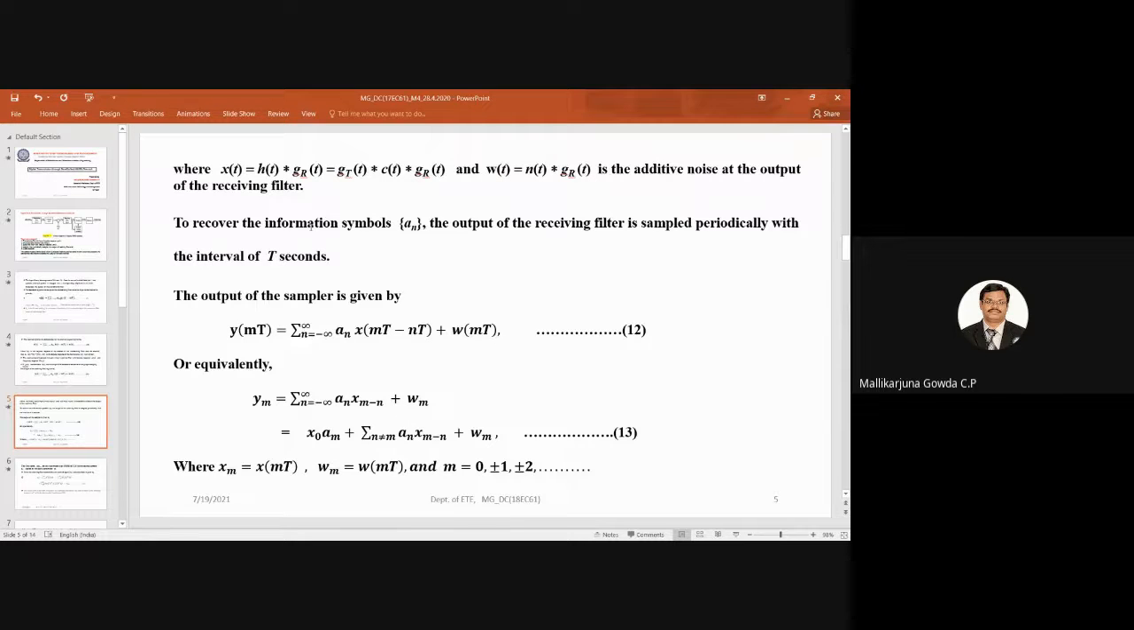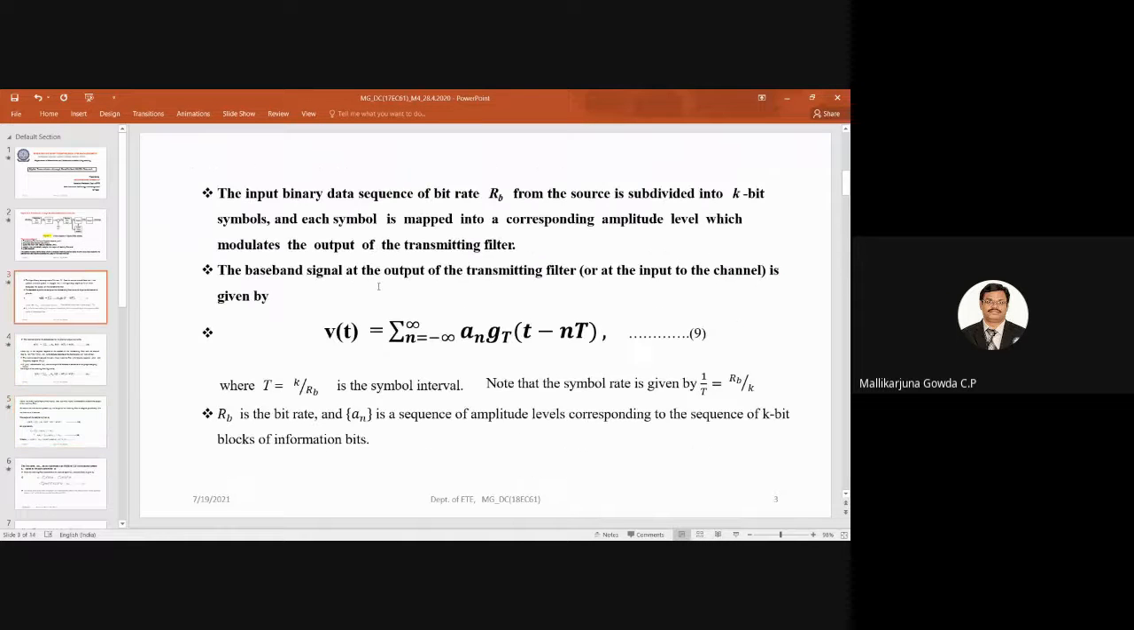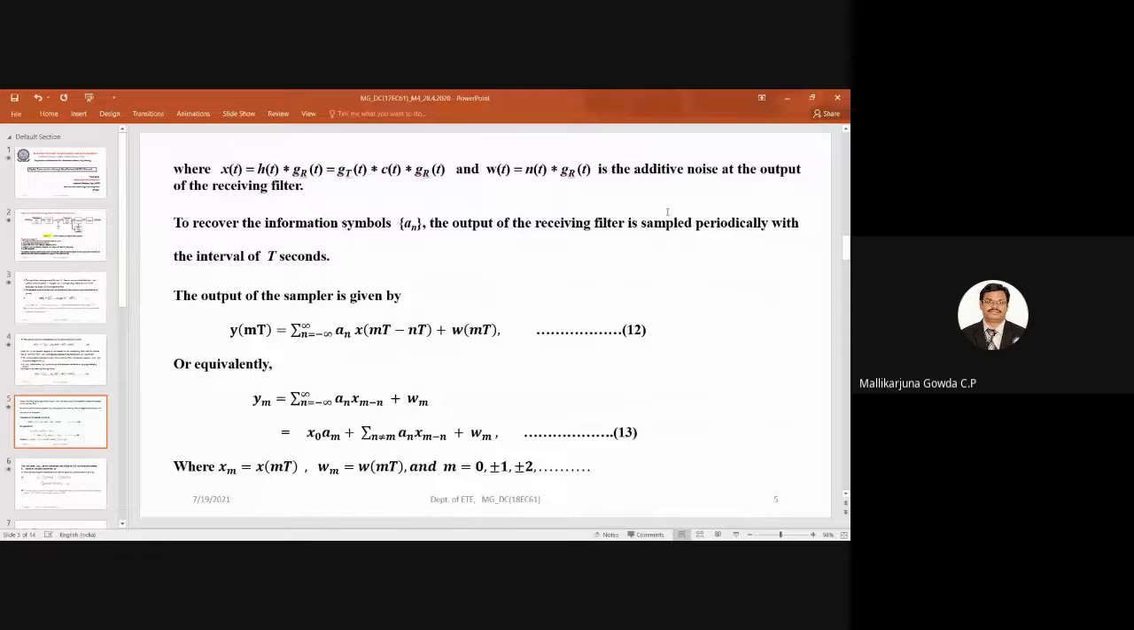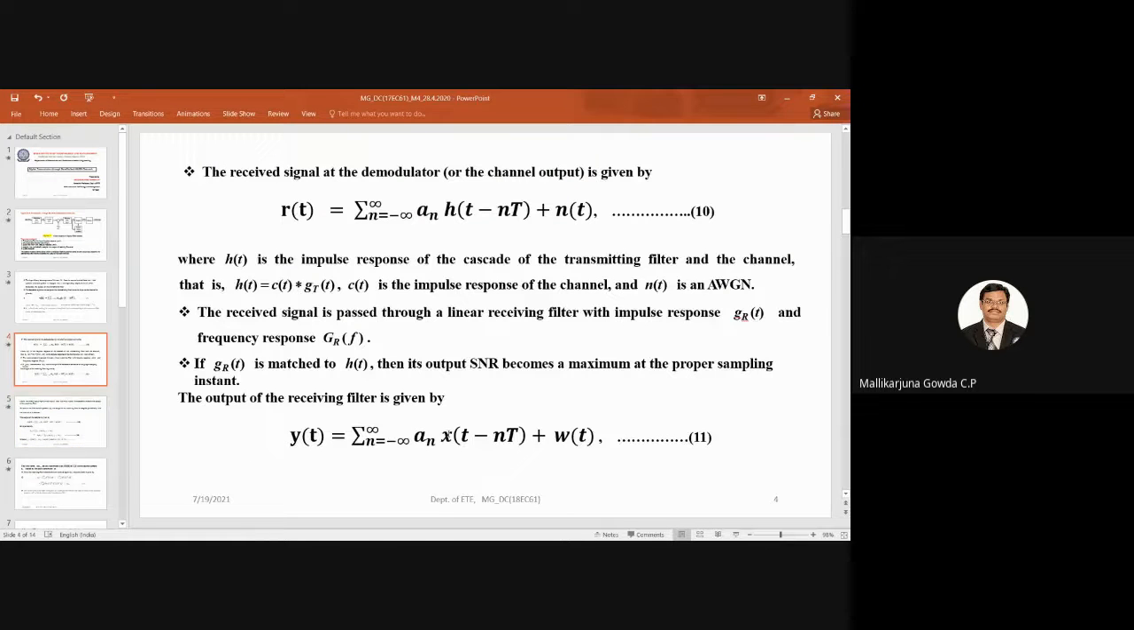Then to recover the information symbols, so this is my information symbol, an. The output of the receiving filter is sampled periodically with the interval of T seconds. Hence, I can write the output of the sampler. So, with respect to this block diagram, that is the output of the sampler y of kT, right? So I can write the output of the sampler will be y of mT, which is equal to the summation n equals minus infinity to infinity of an into x of what I said in the previous case, it was t minus nT, right?